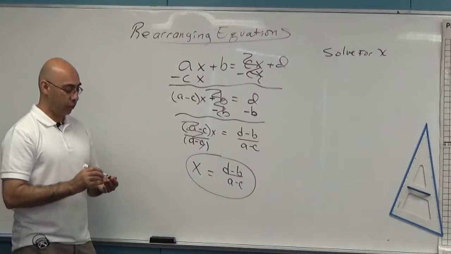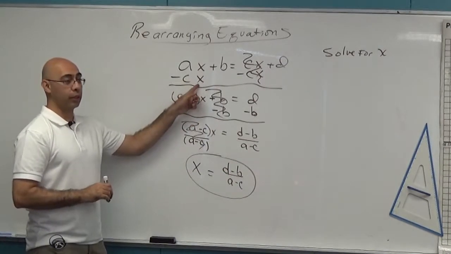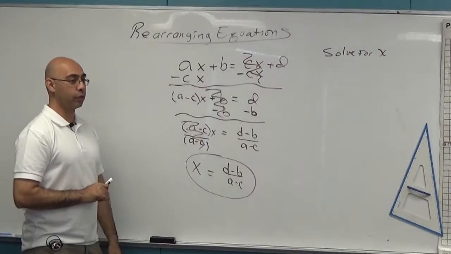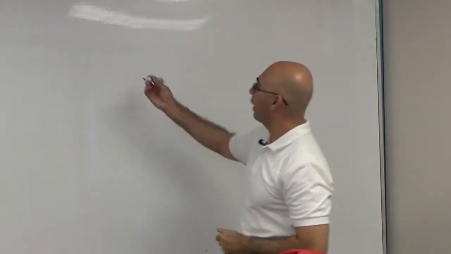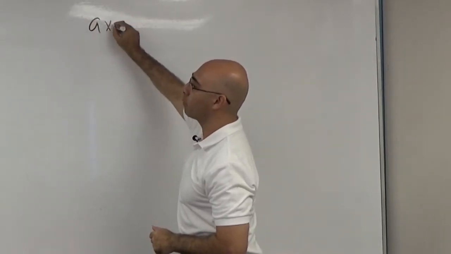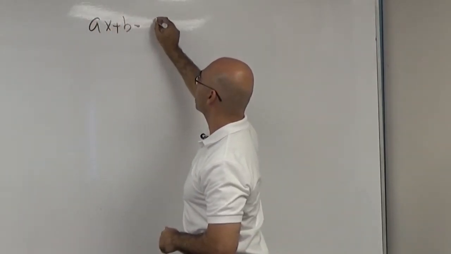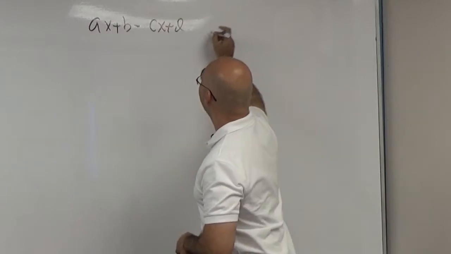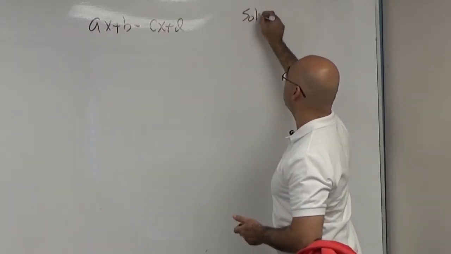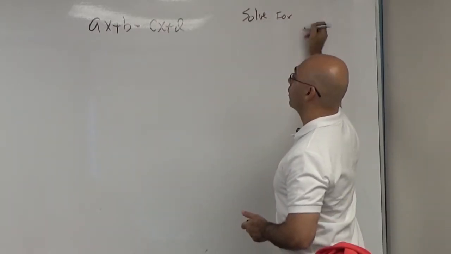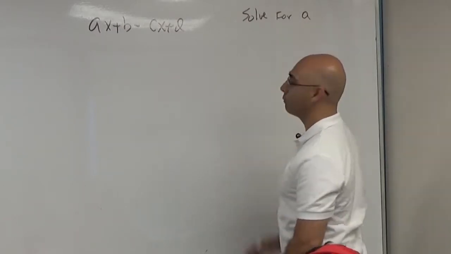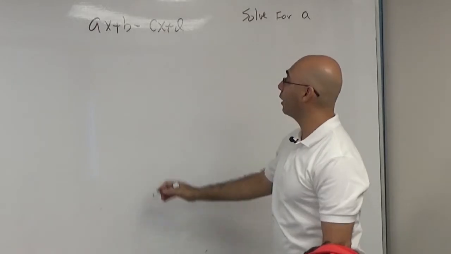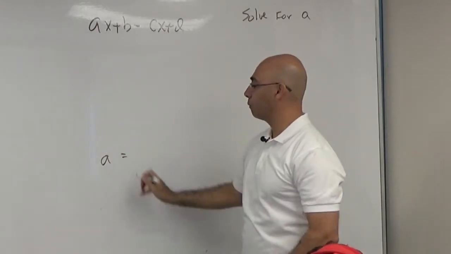So the idea is, you see what's being done to the x, and you just do the opposite if you want to get rid of it. I might not say solve for x. I'm going to have this ax plus b equals cx plus d, and I might want to say solve for a. That means I want it to say a equals, correct?